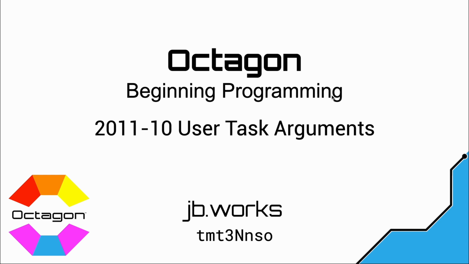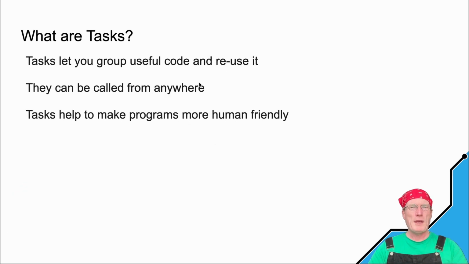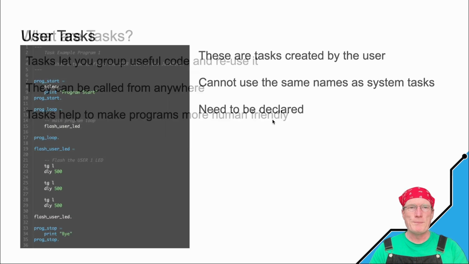Right, before we carry on, we'll just quickly recap what tasks are. Tasks let you group useful code together and then you can reuse it by simply calling the task, and they can be called from anywhere in a program. Tasks also help to make programs more human-friendly because it makes them easier to understand, which is important.